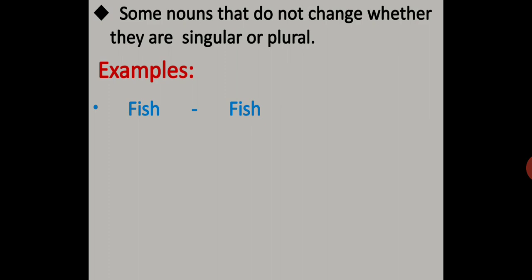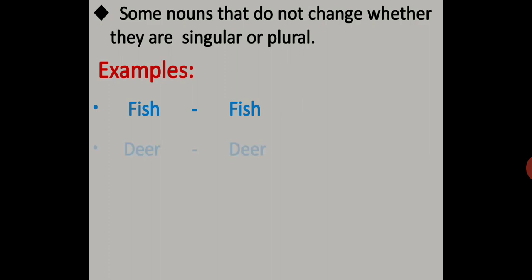Fish, fish. When we are talking about one fish, this is a beautiful fish, then we say fish. And when we are talking about more than one fish, then what will we say? Yes, these are beautiful fish. Here, we do not need to add s, es, ies and ves to make fish in a plural form.